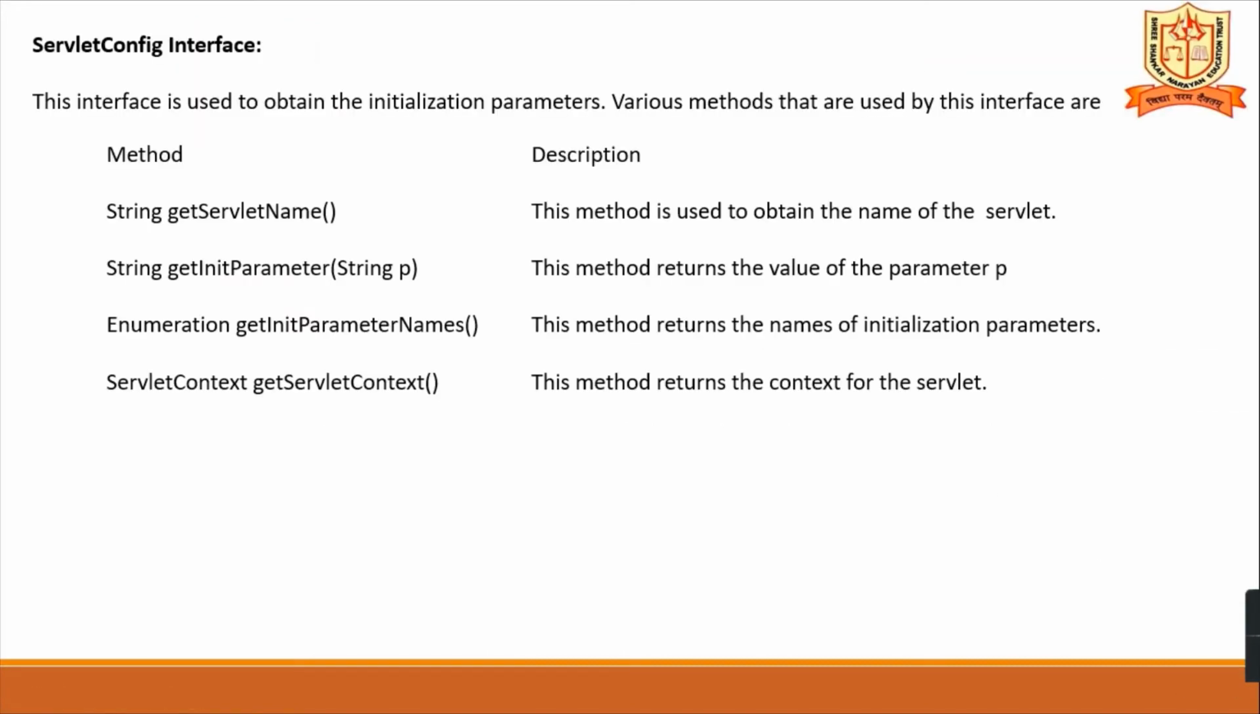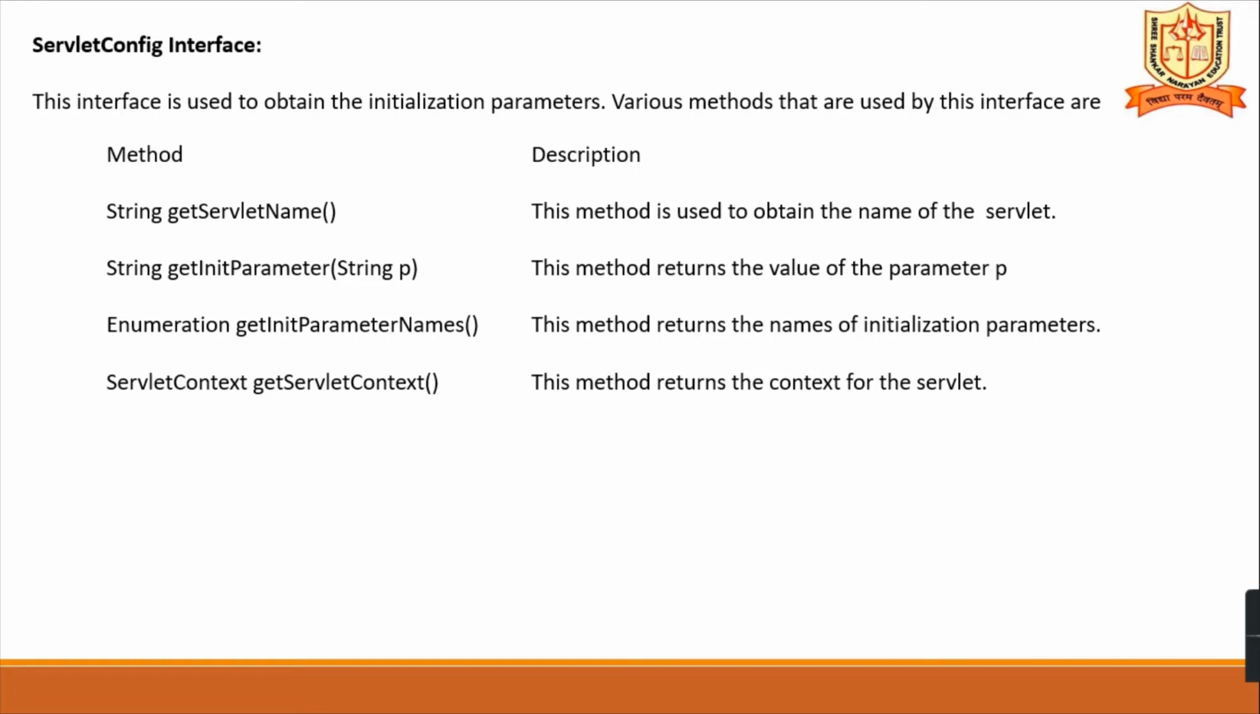So the ServletConfig interface. This interface is used to obtain the initialization parameters. Various methods used by this interface are: String getServletName, this method is used to obtain the name of the servlet, and String getInitParameter with the parameter as a string p. This method returns the value of the parameter. The initialization parameter value it will retrieve.